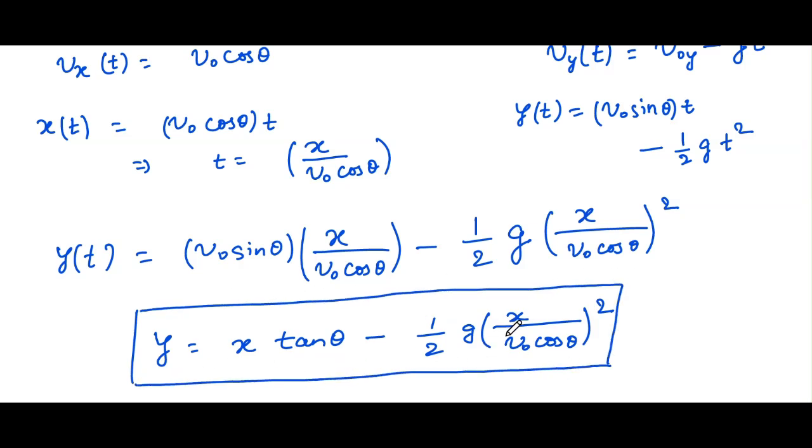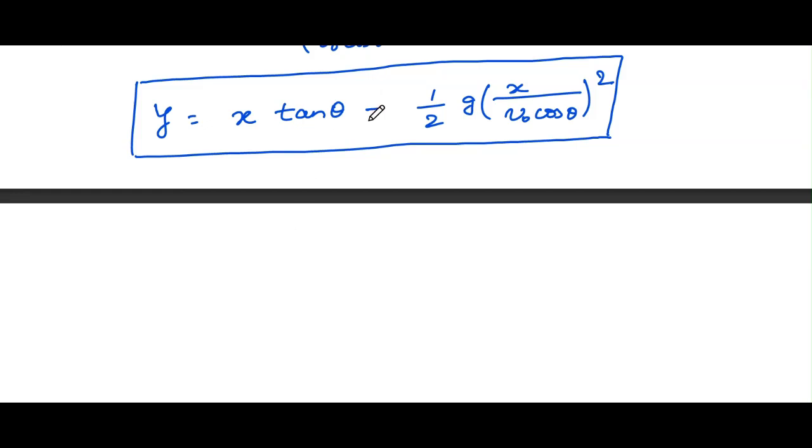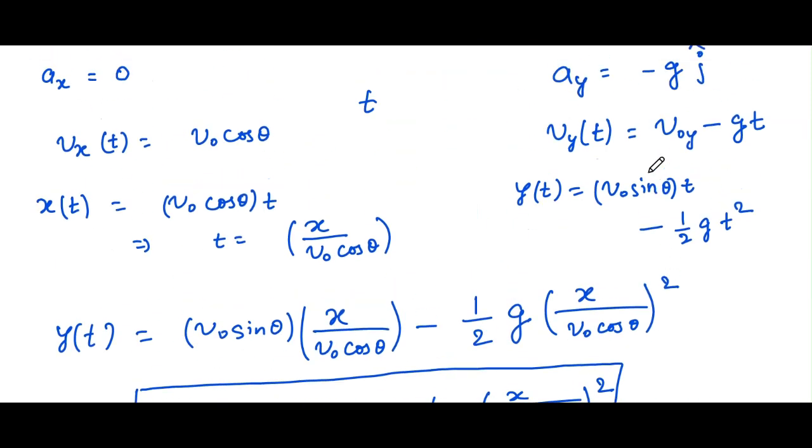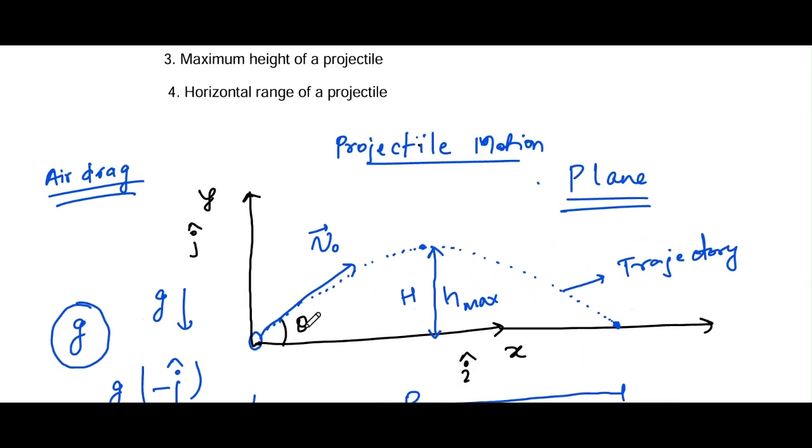Now we can see here, this is x and here a square term. So this will be x square. So this equation is a kind of quadratic equation. So the trajectory should be parabolic in nature. So this is the first thing. Let's check. Yes, equation of path of a projectile. And based on that equation, we can say this path should be parabolic in nature.